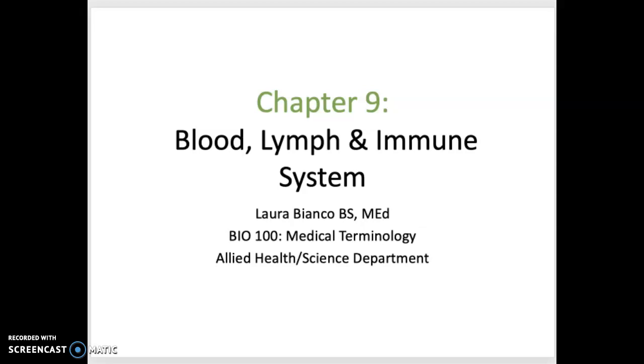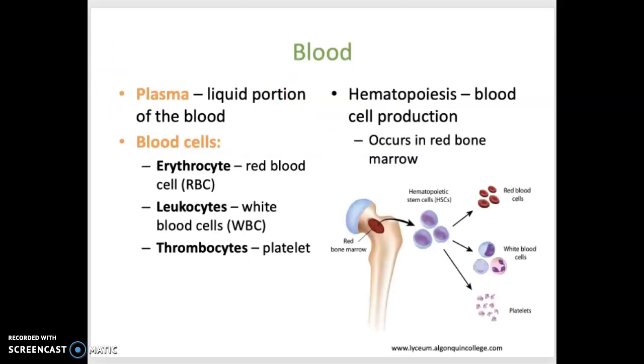Chapter 9 covers information about blood, the lymphatic system, and the immune system. And I'll start with a quick discussion of blood and its components. It is a connective tissue that is a liquid connective tissue. The liquid portion is plasma, and it has a solid component, which are the blood cells.